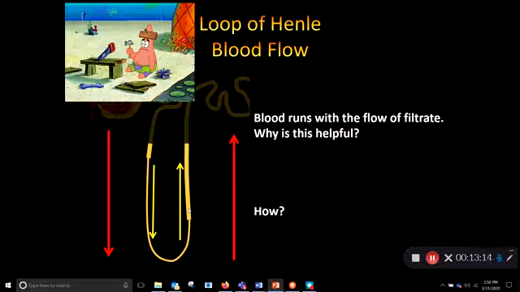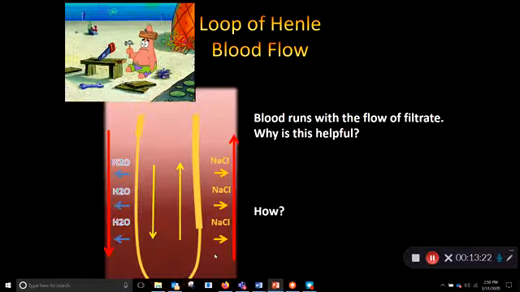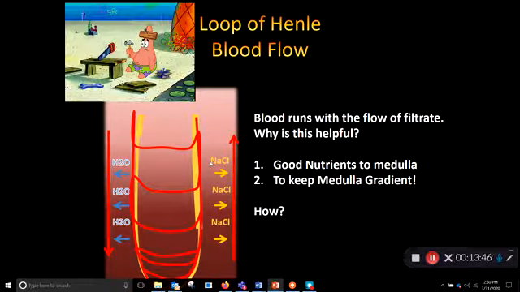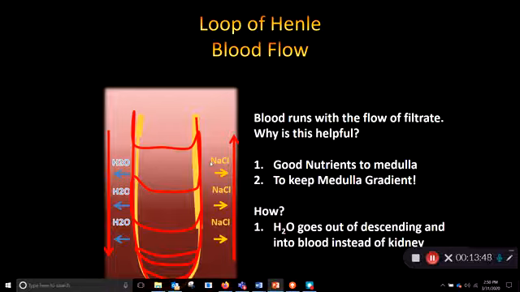There is actually a counterbalance. It doesn't seem like it makes sense to have this concentration gradient the way it is, but there is a counterbalance, and that is your blood. Once that water comes out, it's going to get absorbed into the blood. And when it's going back up, that blood is going to grab that sodium chloride. So it's grabbing the excess water and that excess sodium chloride, leaving intact that concentration gradient. So good nutrients to medulla, keep medulla gradient. You're going to be A-okay.